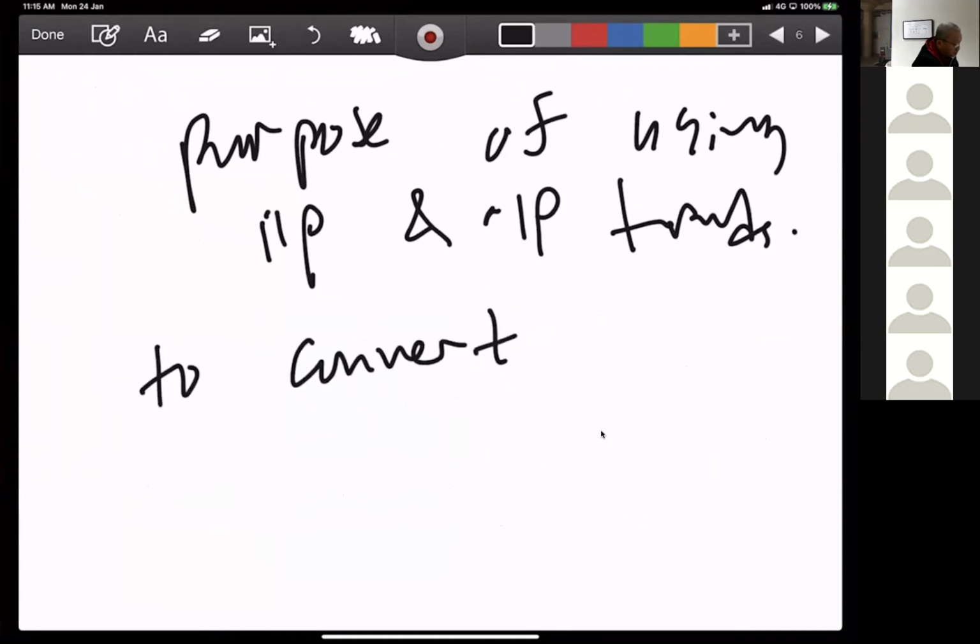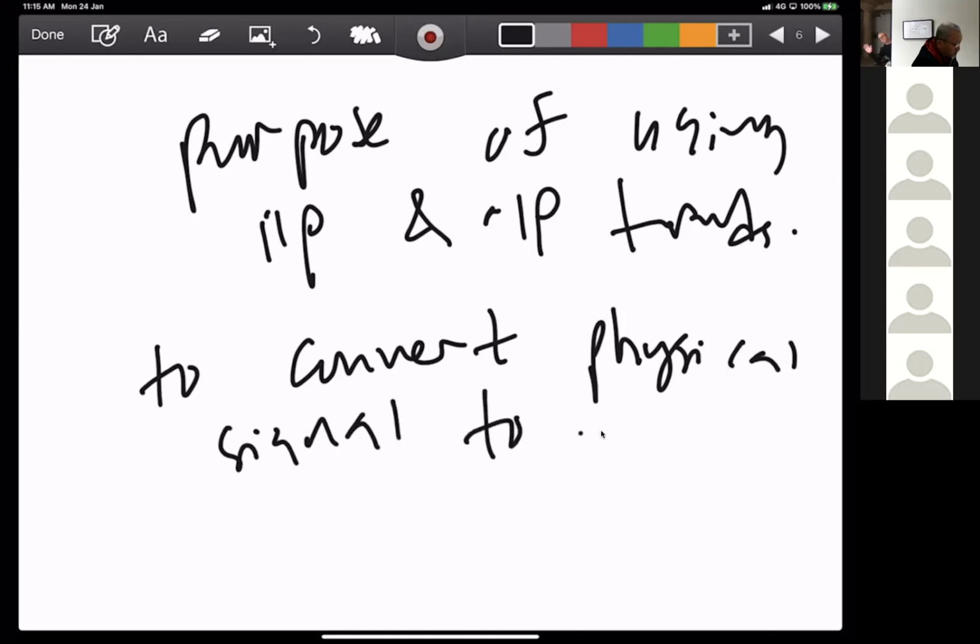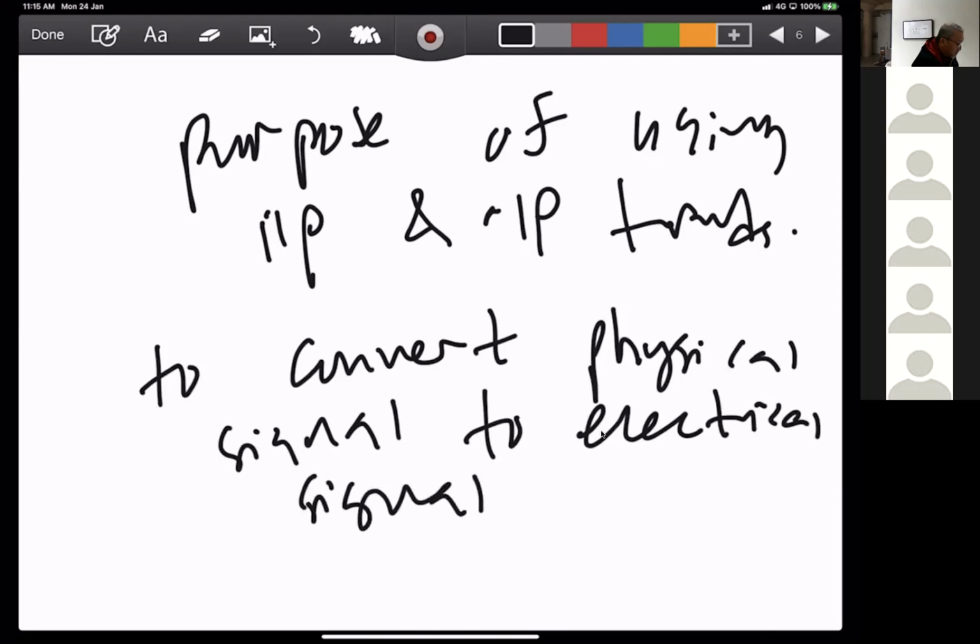To convert physical measurement signal to electrical signal. Yeah. What is the physical? Physical, like radiant to voltage. Okay.